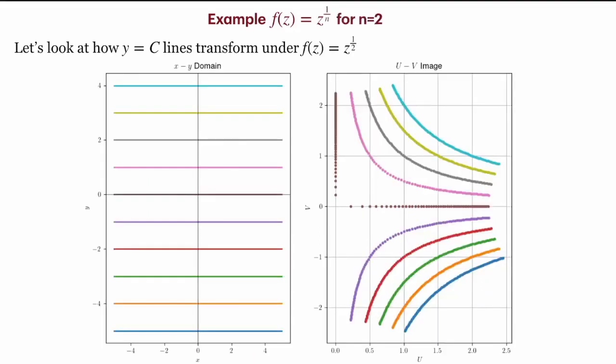Let's see what happened to the y = constant curves. These are the lines parallel to the x-axis. y = 0 corresponds to the x-axis, and we see that it makes two straight lines perpendicular to each other, one on the x-axis and one on the y-axis.